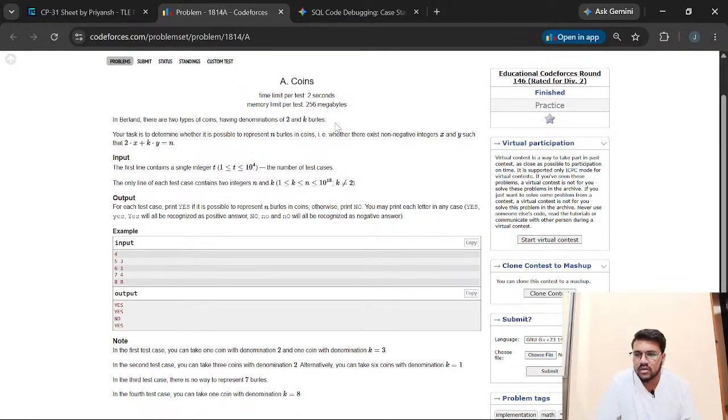K is given. X and Y we have to find out, right? What is n? Has he given n? Yes, n is given. N is 5. Okay.